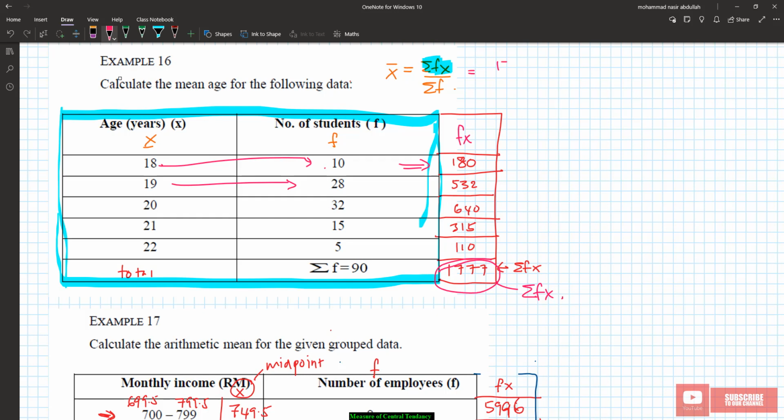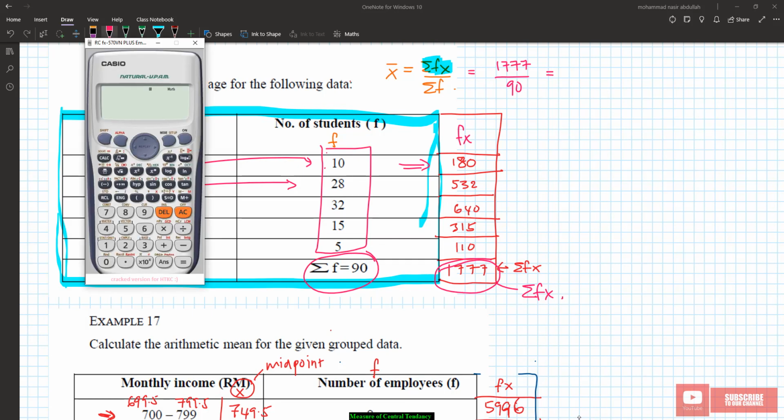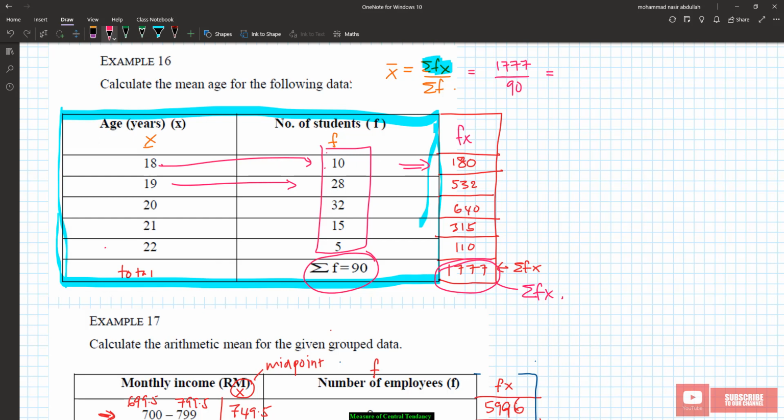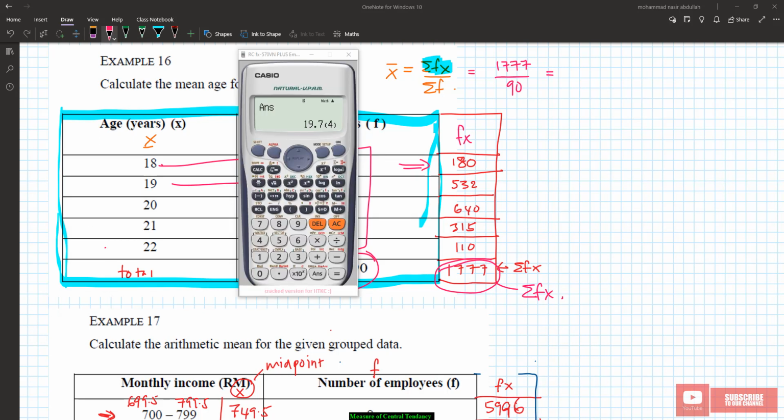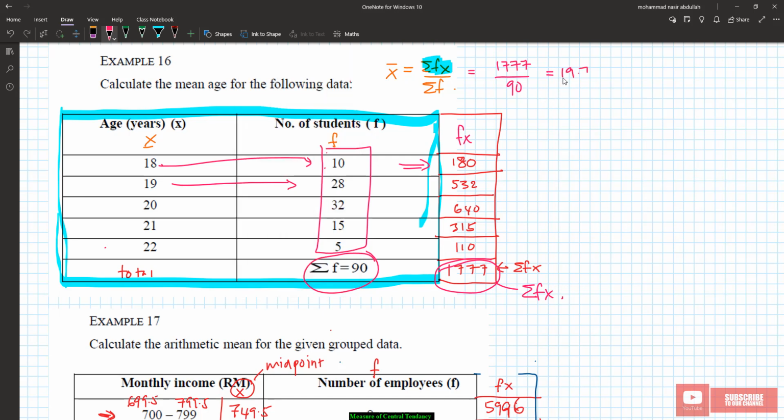So 1777 divided by the summation of f, which is the total of all the frequency values, which is 90. So it should be equal to 19.74. So the average age of the students is 19.74 years old, right? So this is how we calculate the mean for group data.